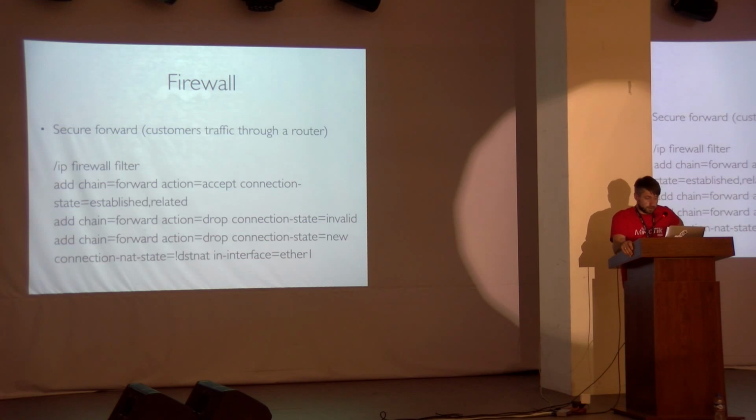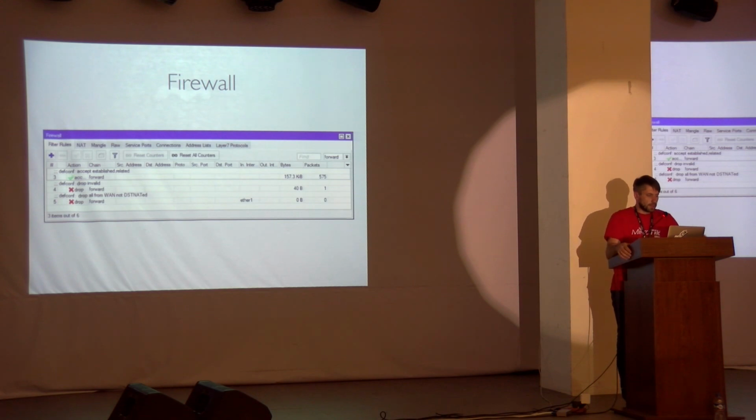And then, by the third rule, we accept all the traffic from our clients that are connected not to interface ether1. Ether1 in our case is a public interface. So we are accepting all traffic from our clients by the third rule. And this is how it looks.